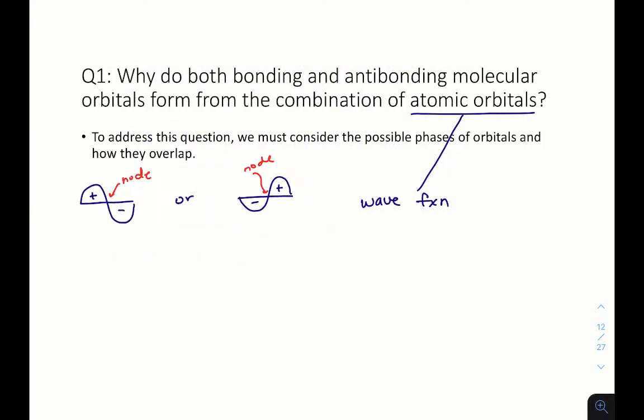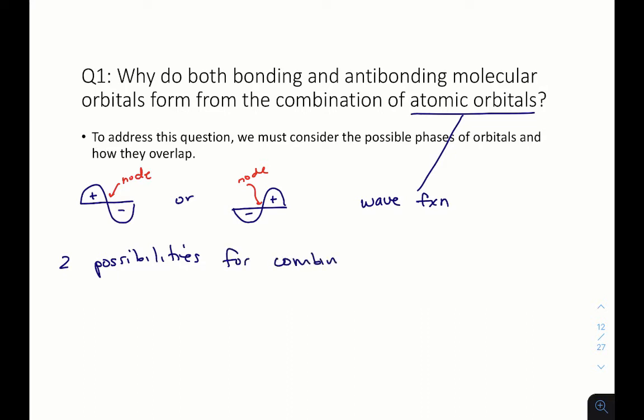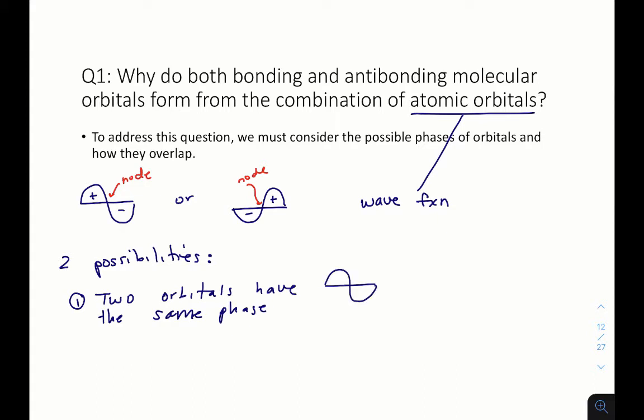Because the wave functions can have either positive or negative phase, that means there are 2 possibilities when the 2 orbitals are combined. The 2 orbitals may have the same phase. Their phases may be aligned. This is like adding up 2 equations. In that case, they will constructively interfere, and you get a new wave.